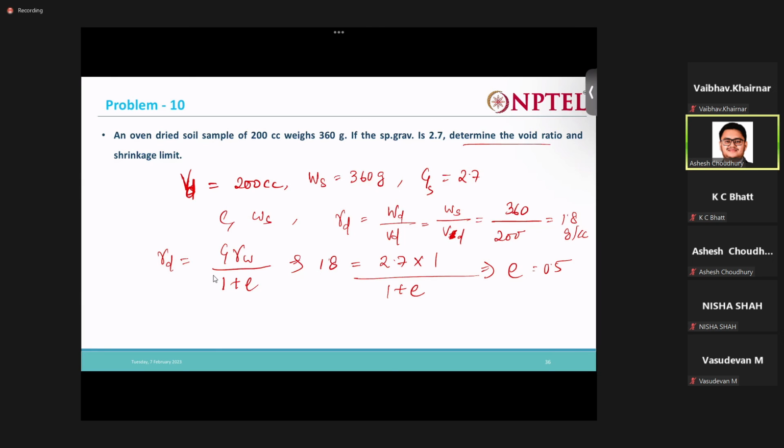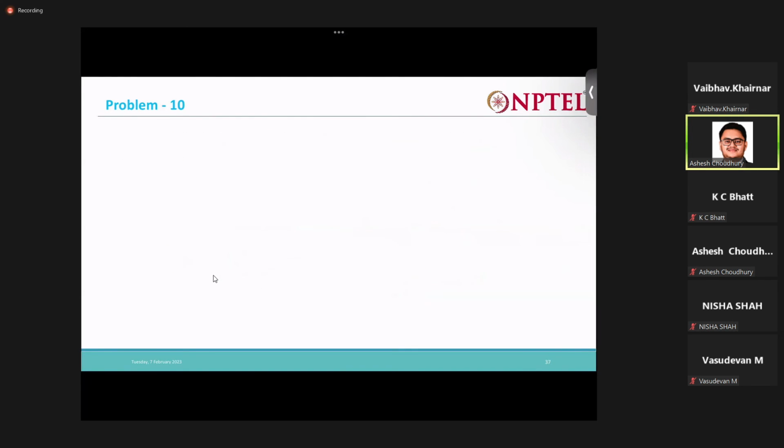The first part of our problem is over. Everything was given to us. The dried density we could calculate from the dried volume and the dried weight. From there we used the relation dried density equal to G gamma w by 1 plus e, and we found out the void ratio is 0.5. Now the next part is to find out the shrinkage limit.